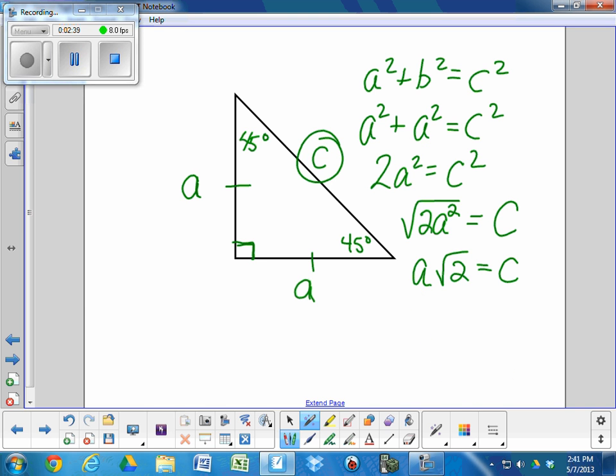All right? So that's the relationship between the sides of a 45, 45, 90 right triangle.